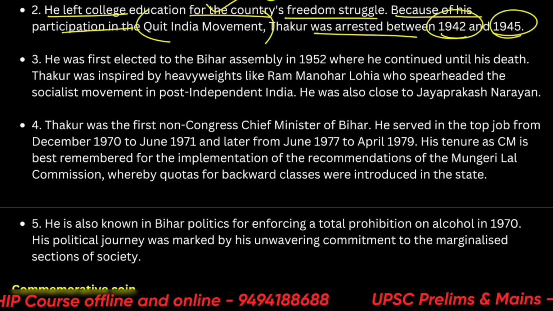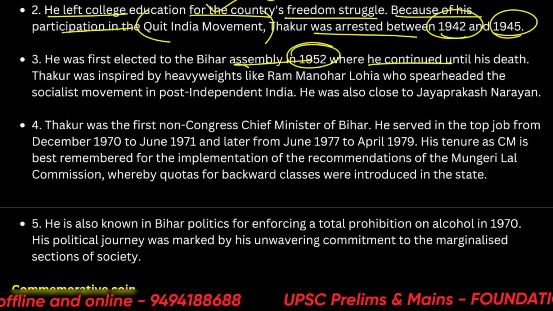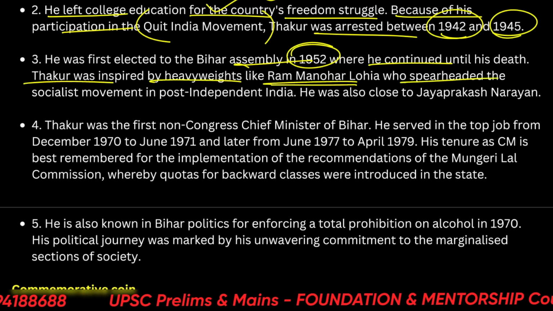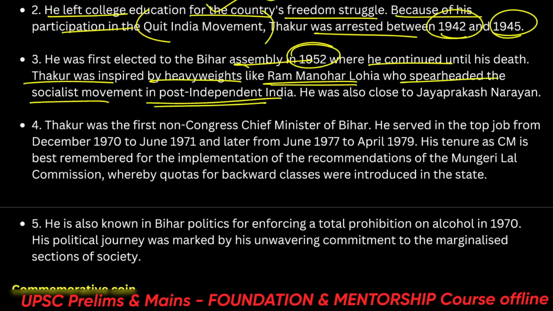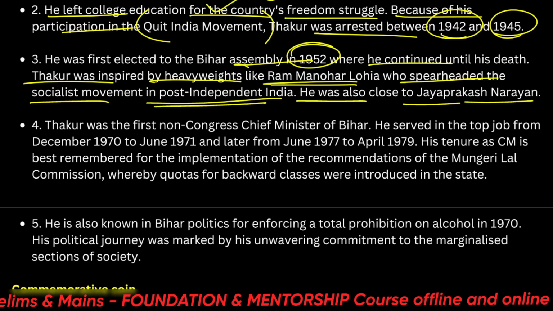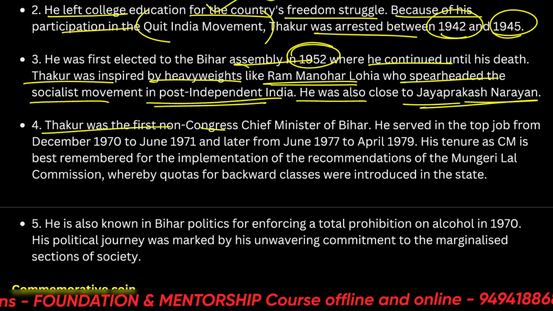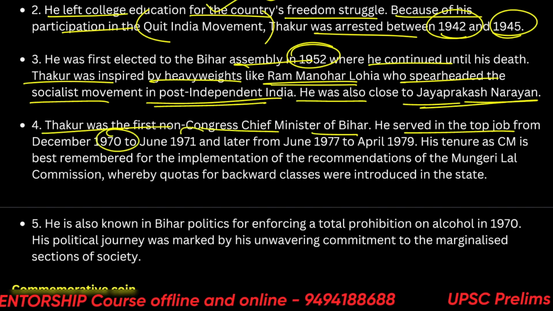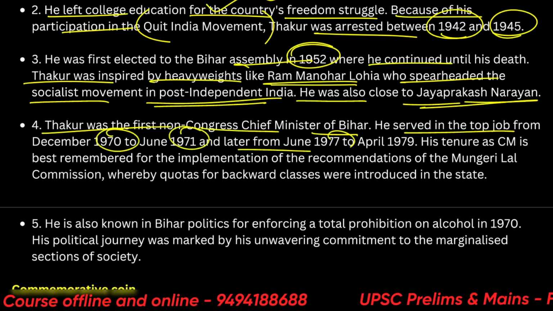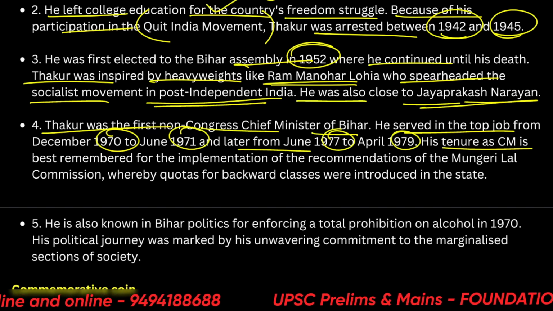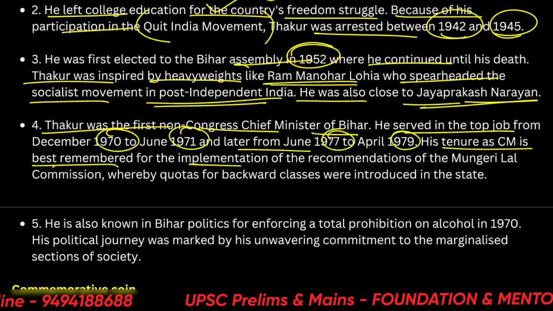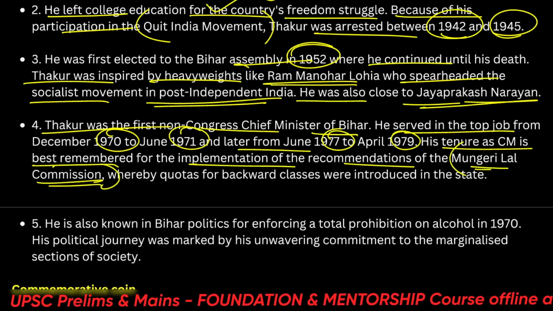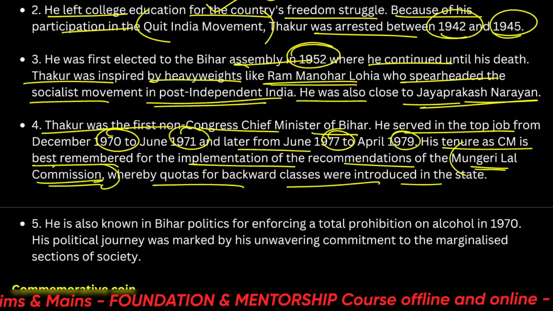He was first elected to the Bihar Assembly in 1952, where he continued until his death. Thakur was inspired by heavyweights like Ram Manohar Lohia and spearheaded the socialist movement in post-independence India. He was also close to Jayaprakash Narayan. He was the first non-Congress Chief Minister of Bihar. He served in the top job from December 1970 to 1971 and later from 1977 to 79. His tenure as CM is remembered for the implementation of the recommendations of the Mungeri Lal Commission. Please remember this, where quotas for backward classes were introduced in the state.